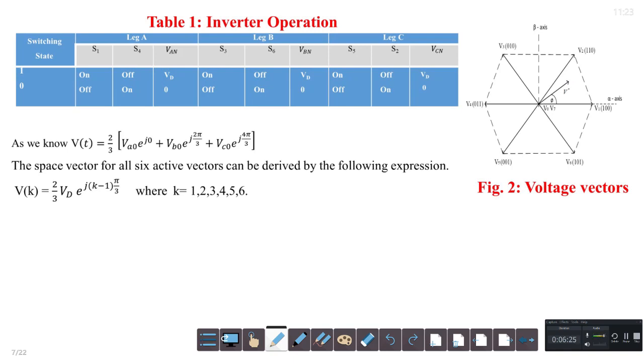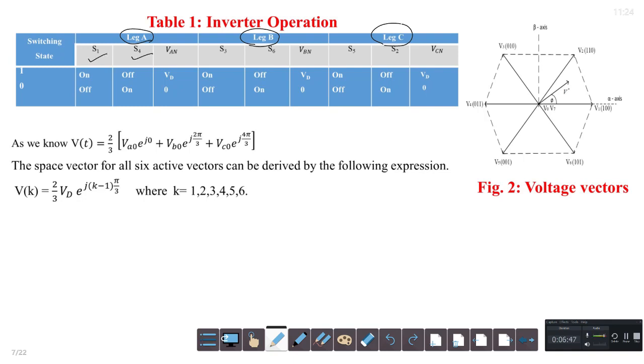Next we will discuss the inverter voltage vector. It is a 3-phase inverter feeding a 3-phase induction motor. We have leg A, leg B and leg C. In leg A, the switches are S1 and S4.